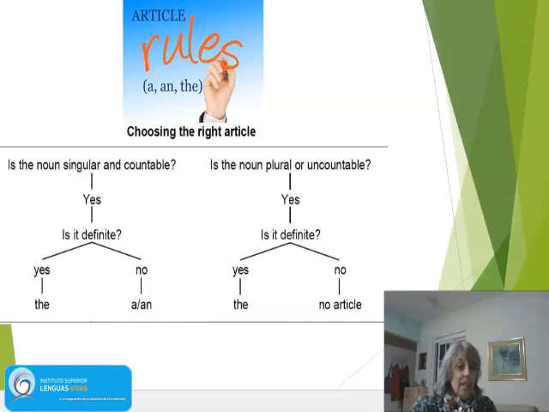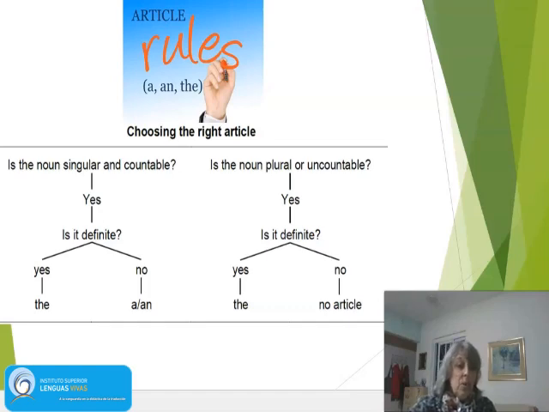In the second case, if we have a plural noun or an uncountable noun, we must ask ourselves if it is definite. If it is definite, we use the. For example, the books I lent you are very interesting. The books I lent you, they are specified, they are definite.